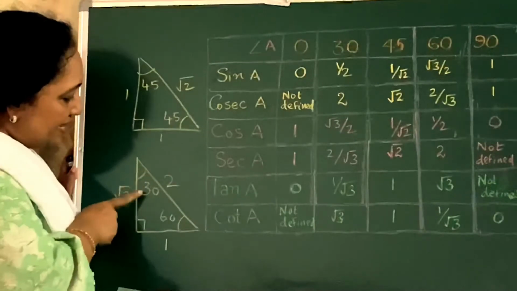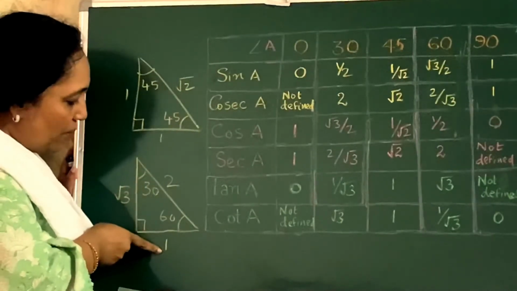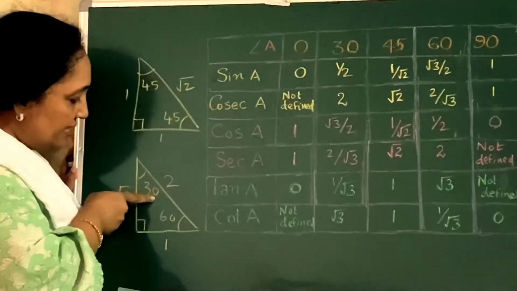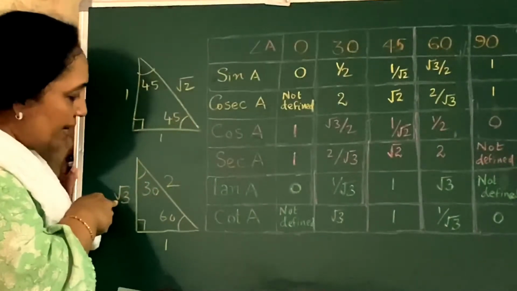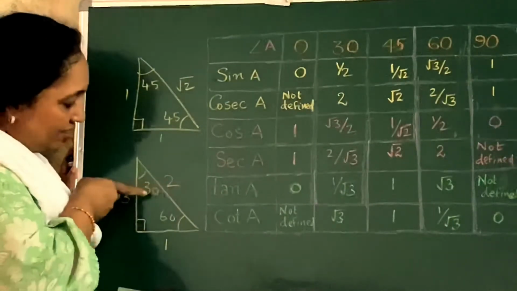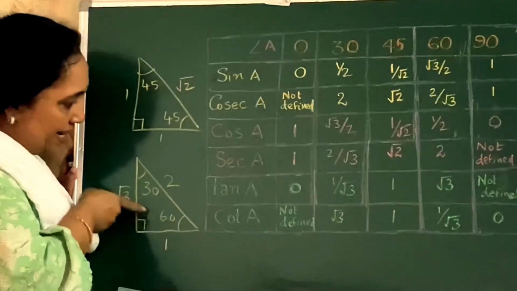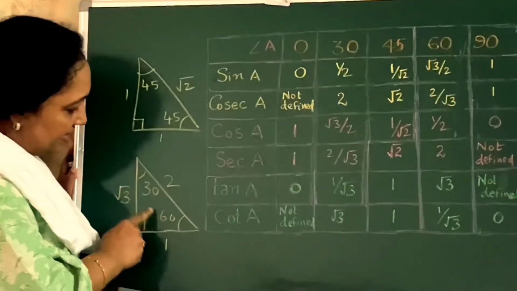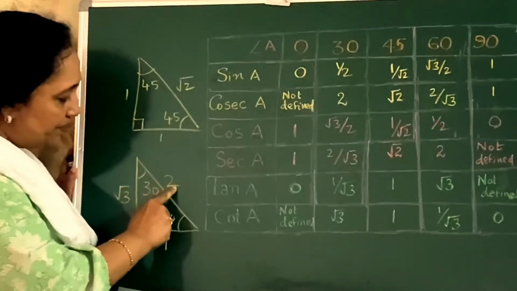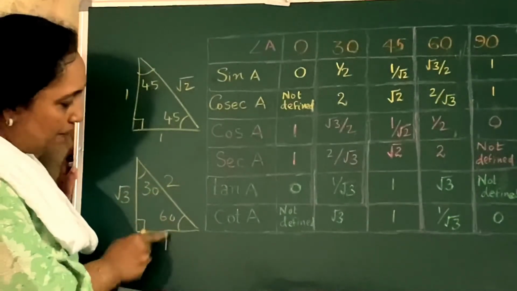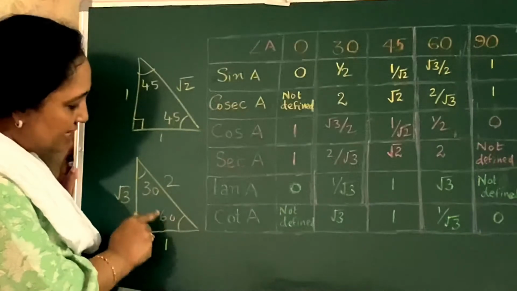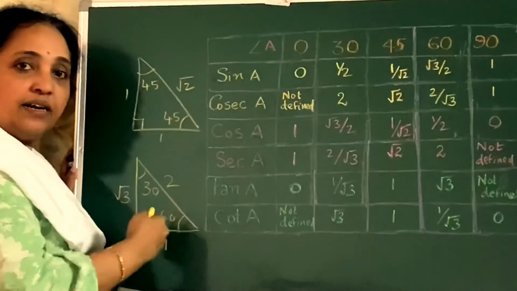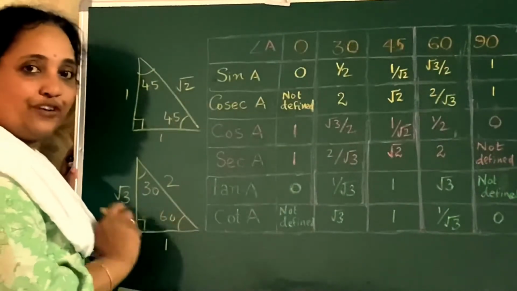Now look here, sine 30 is opposite by hypotenuse, that is 1 by 2. Cos 30 is root 3 by 2. Tan 30 is 1 by root 3. Then sine 60 is root 3 by 2. Cos 60 is 1 by 2. Tan 60 is root 3 by 1. So once you get sine, cos, tan, the rest, cosec, sec and cot, you will get.